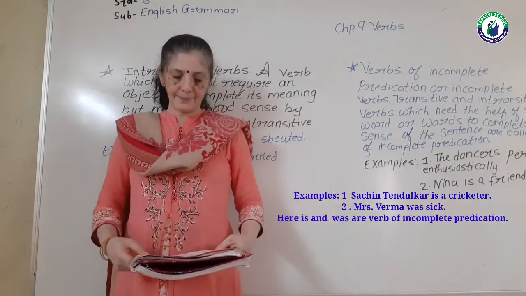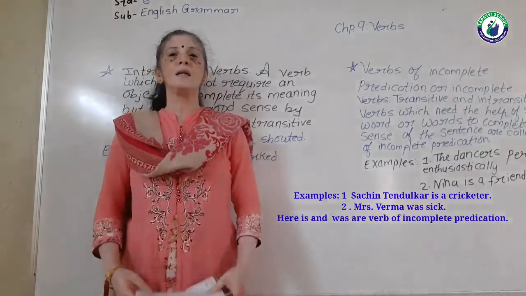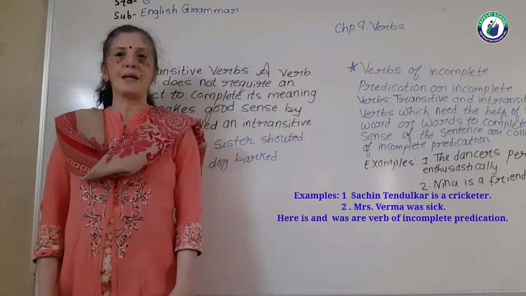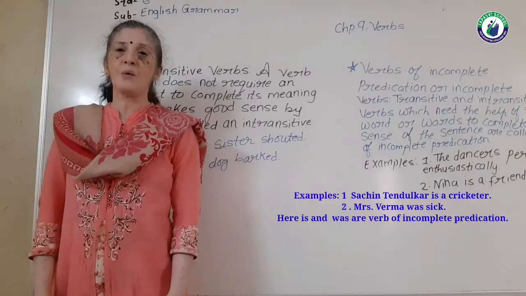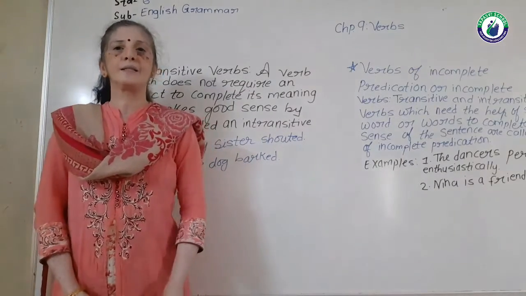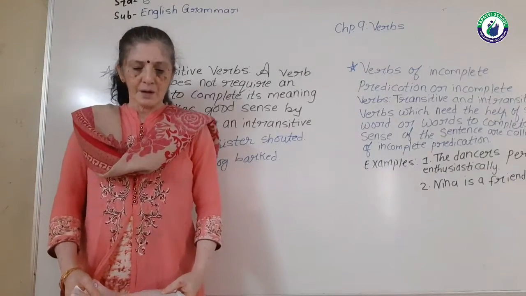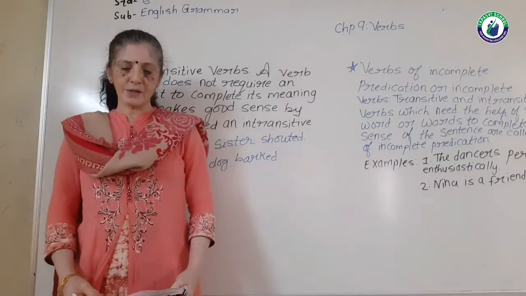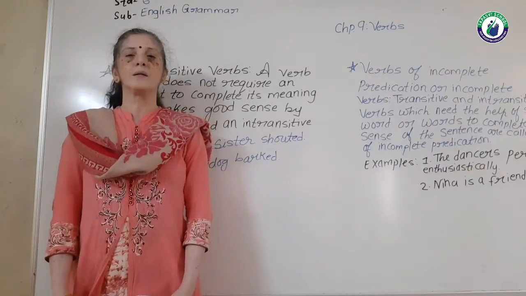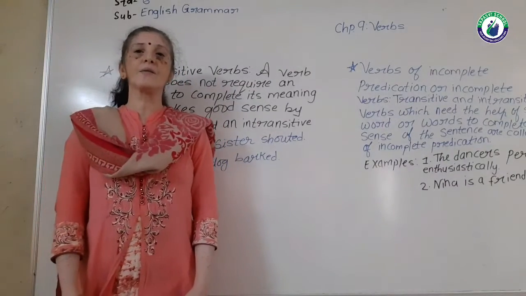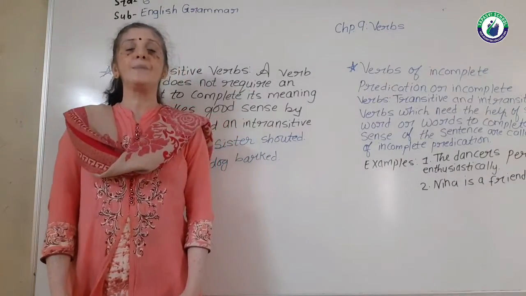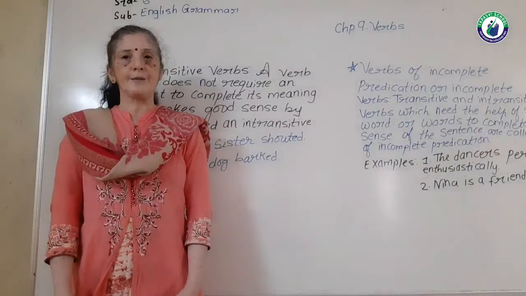Read the following sentences. Nitish is sleeping and the bell rang. See here, is sleeping and rang itself give some meaning, right? They don't require any object to complete. So they are called intransitive verbs. Next examples: my sister shouted, the children are studying and the dog barked. See here the verbs are intransitive because they do not require any object to complete the meaning, right?